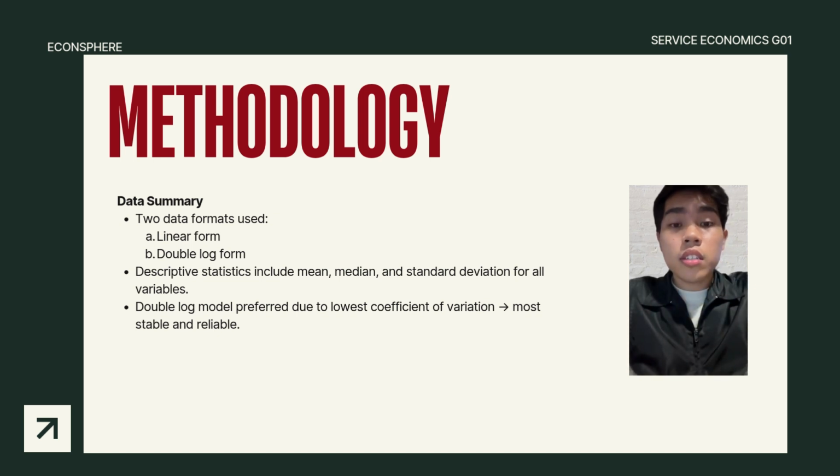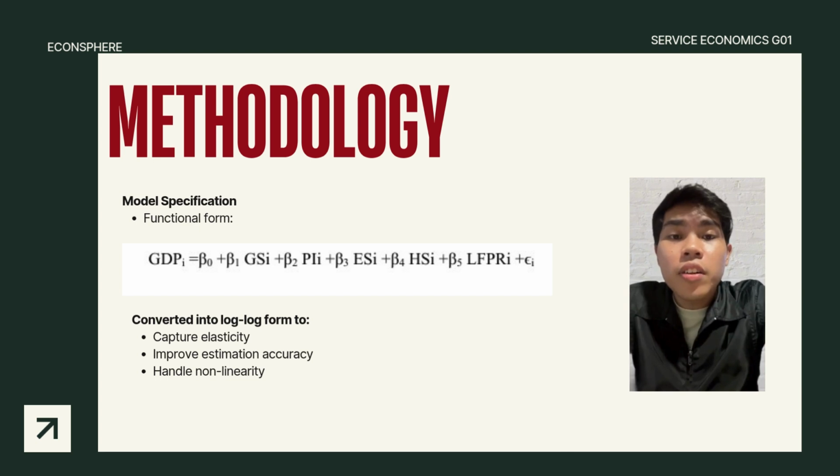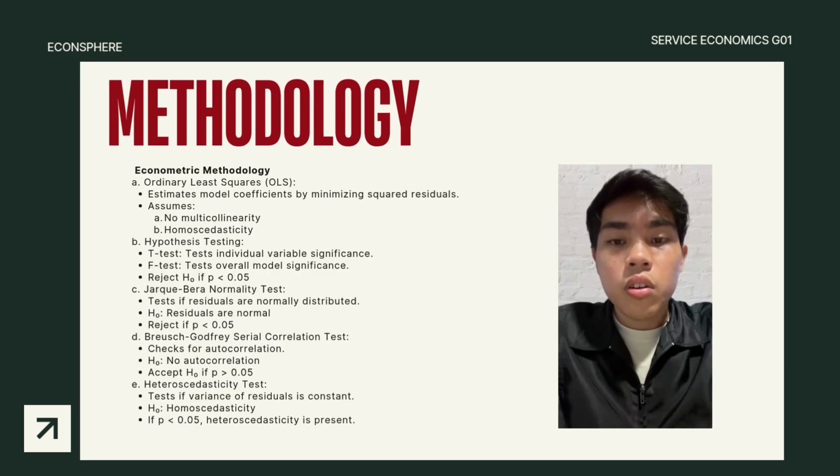Descriptive statistics such as mean, median, and standard deviation were used to understand the distribution of each variable. Our model specification follows a log-log functional form. This functional form allows us to interpret coefficients as elasticities, meaning we can assess the percentage change in GDP resulting from a 1% change in each independent variable. OLS minimizes the sum of squared residuals and assumes linearity, homoscedasticity, and normality of residuals.